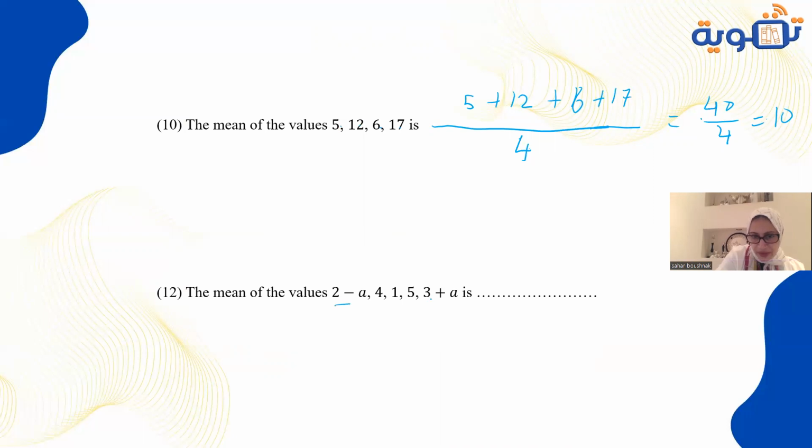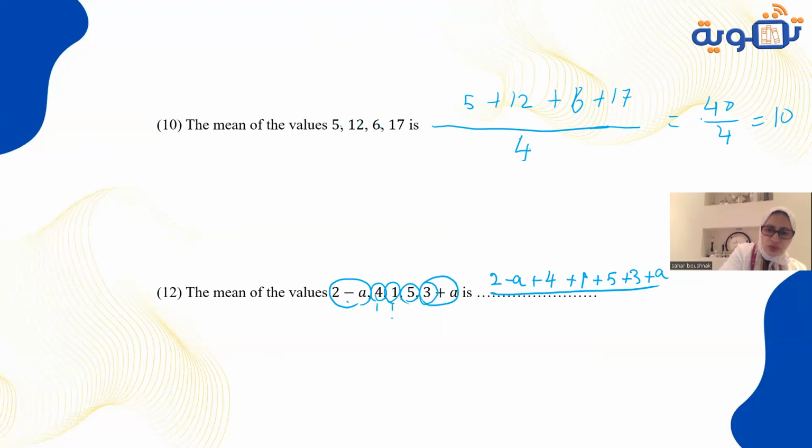What about this one? If I have A, don't be scared. This A is the additive inverse of A. So now I will add all of them. 2 minus A plus 4 plus 1 plus 5 plus 3 plus A. I will count how many numbers I have. I will teach you how to count: circle around the numbers after the commas. So this one, 1, 2, 3, 4, 5. This is divided by 5.